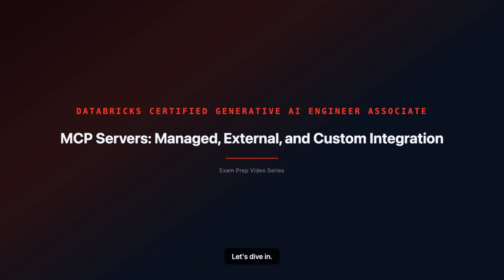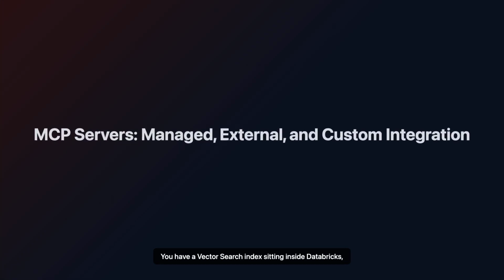Let's dive in. You have a vector search index sitting inside Databricks and a partner's API behind a key they emailed you last week. The same agent needs both. By the end of this video, you'll know exactly which of the 3 MCP server types to reach for in each case, and where the credential lives so the agent passes a security review.